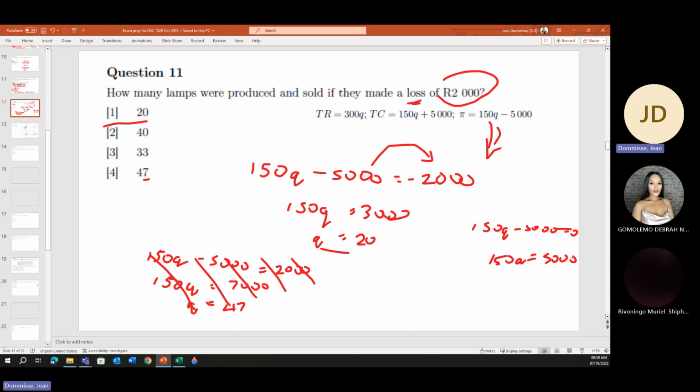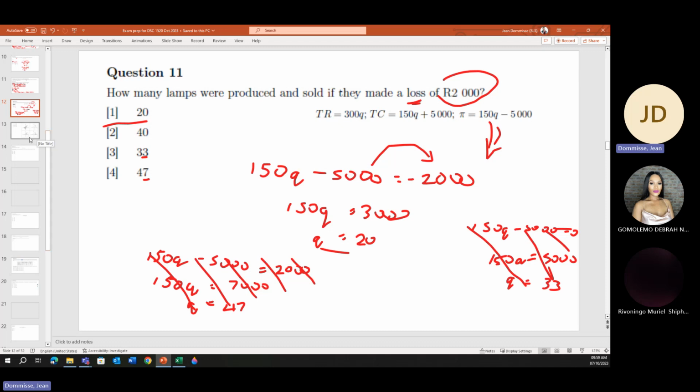5,000 divided by 150 would have given you 33. Okay, so even if you made the mistake of just going break even, there was an option as well. So just be very careful when we do these kind of questions.